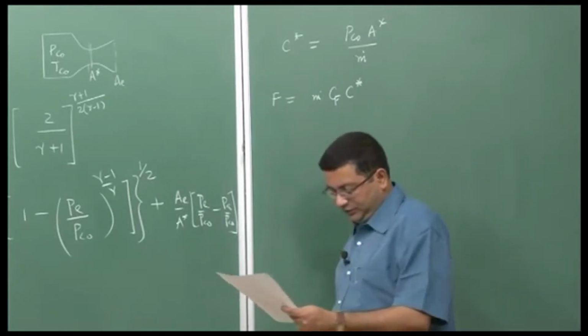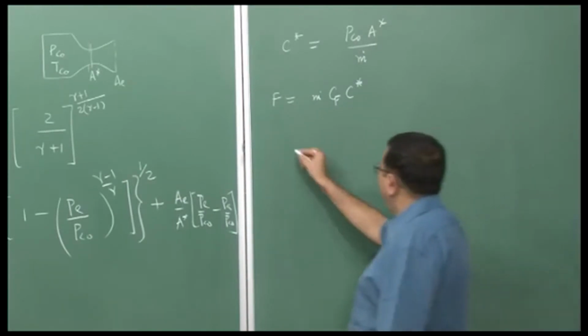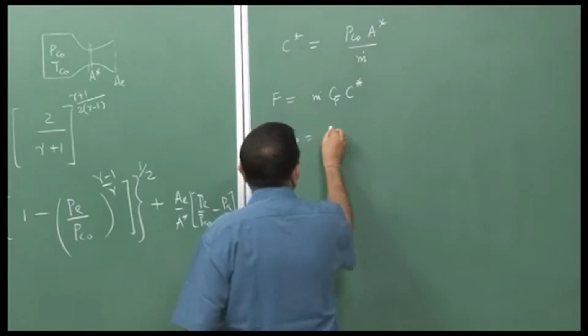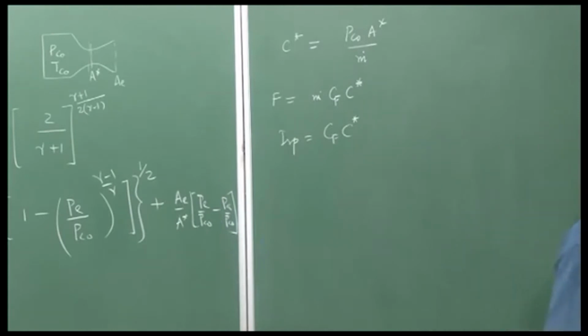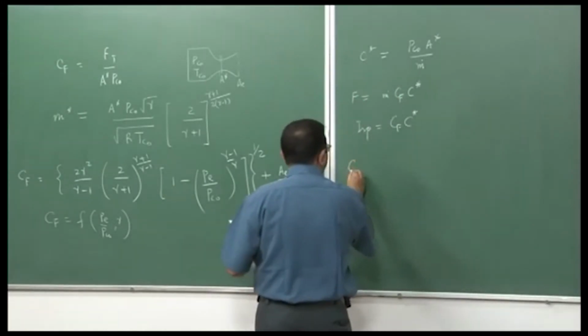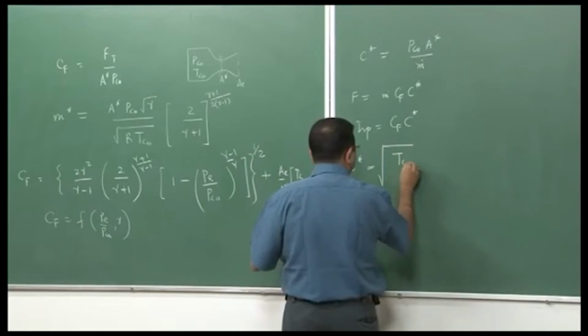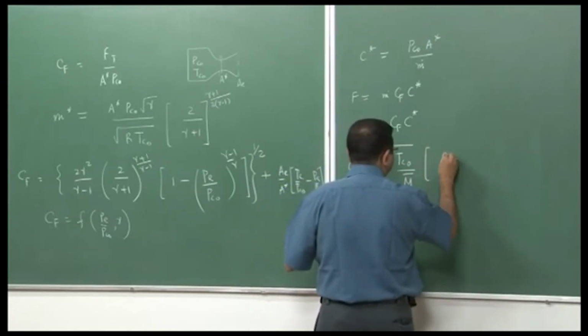And based on this we have also proved that the specific impulse will be the product of C f and C star. We have proved that in the last class. After that we had derived an expression for C star and we have shown that C star is equal to this.